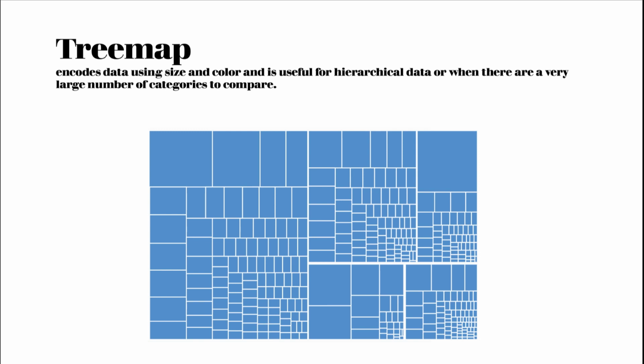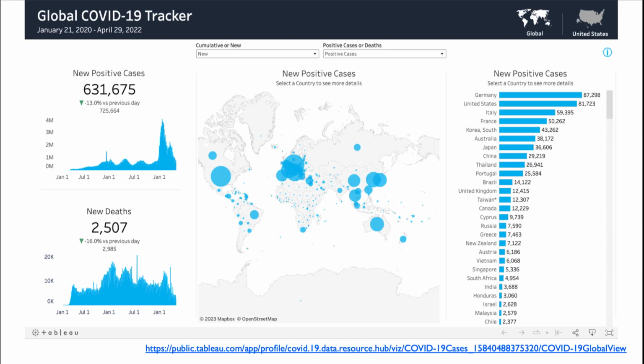It can also be used where there is a very large number of categorical data, a lot of categories to compare that are not hierarchy. So here is an example. This is already available. If you Google just COVID and Tableau, this is a live tracking system day by day, and you can drill in it. This is a dashboard, an automatic dashboard.